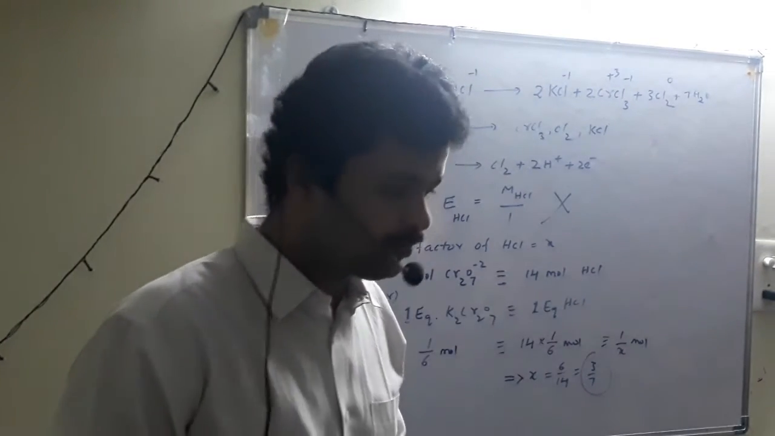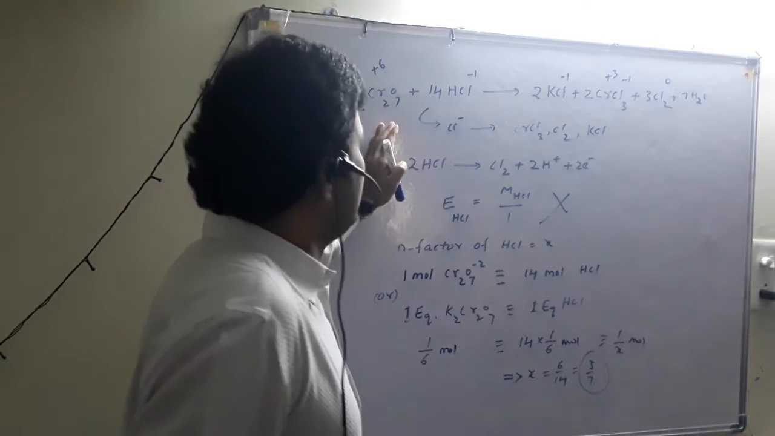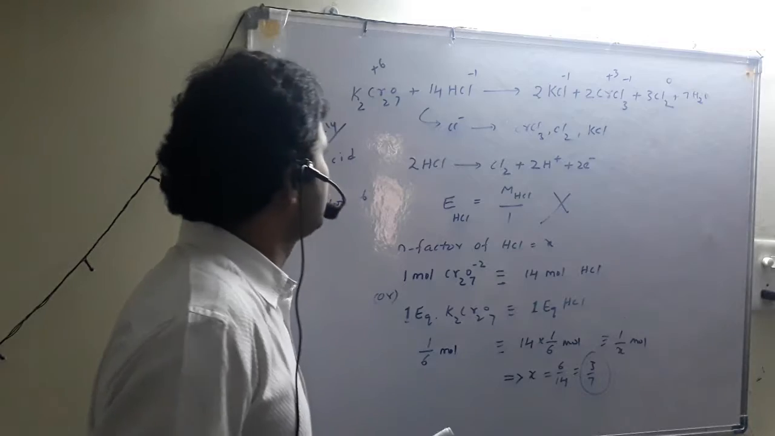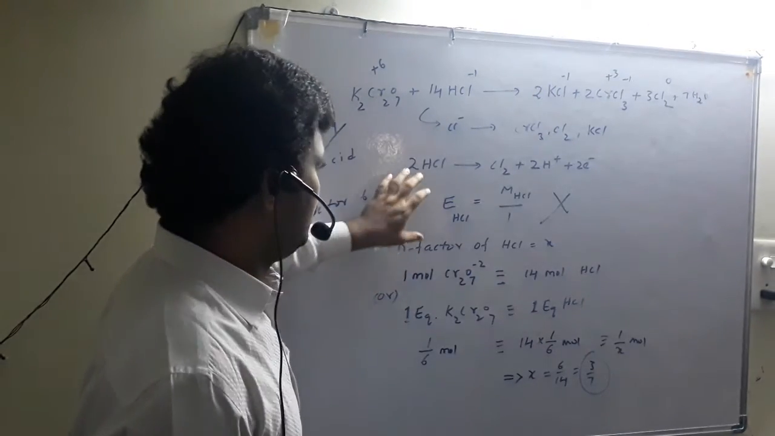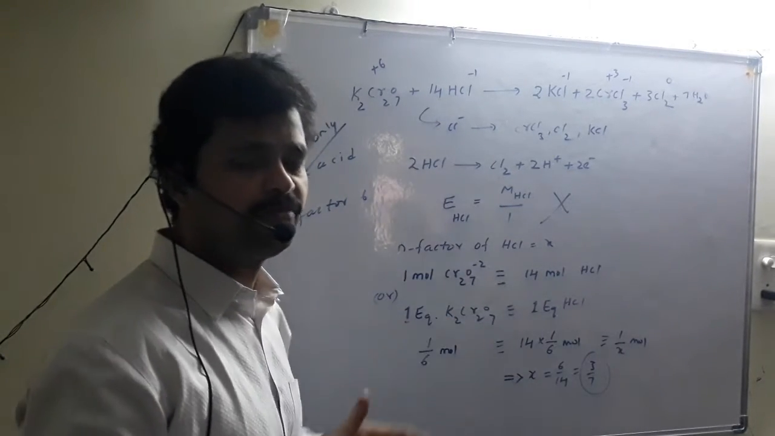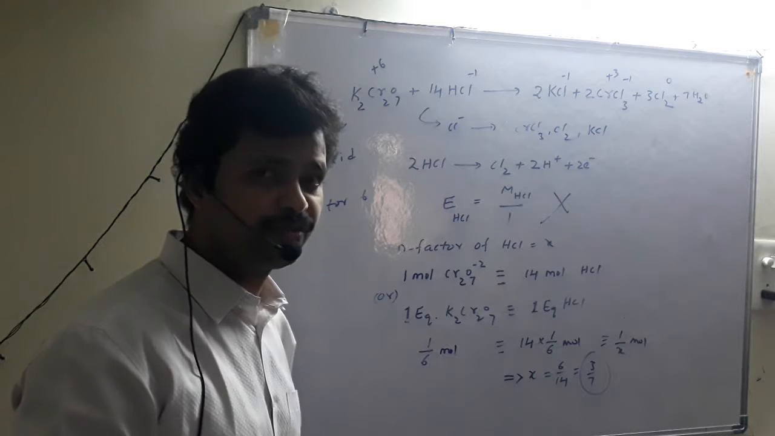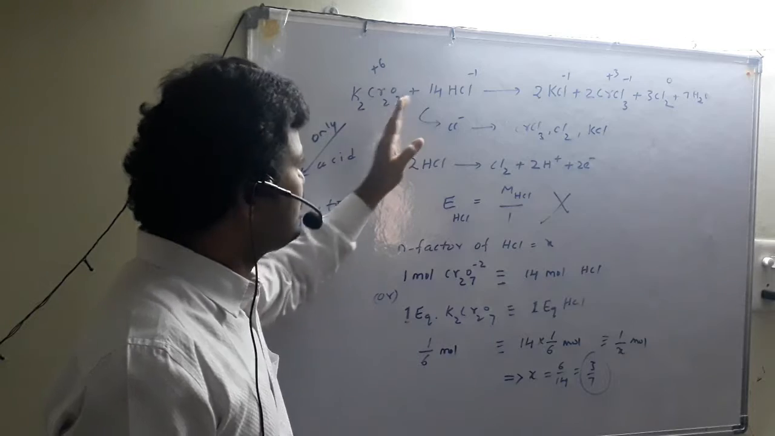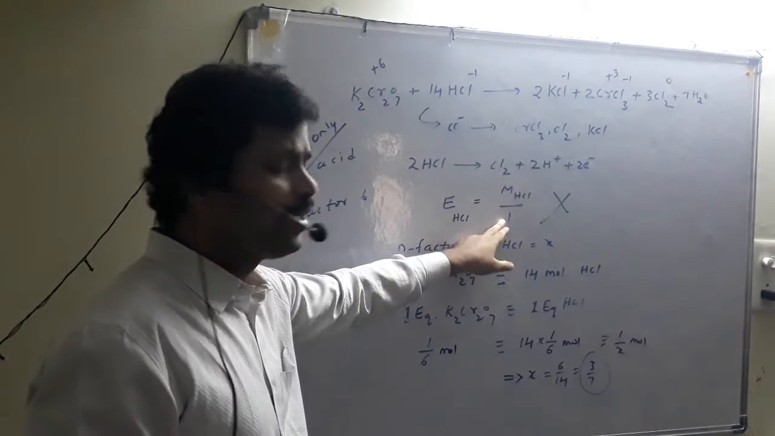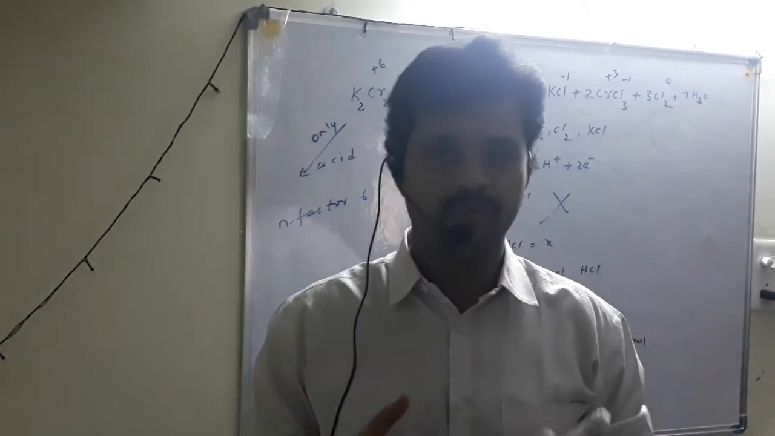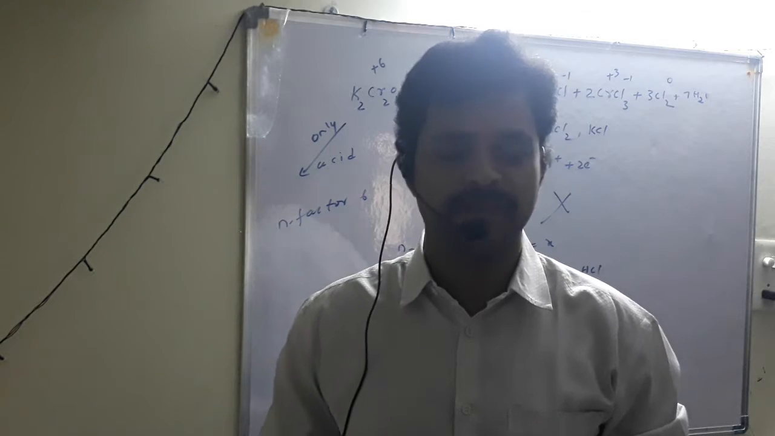Equivalent weight applications. Let us see. In this equation, there is a peculiar observation. That is, you know the meaning of equivalent weight: molar mass divided by a denominator, which we can write as acidity, basicity, charge, valency, n factor, like that. As it is a redox reaction, we use n factor as the denominator. Change in oxidation state per mole of substance is called the n factor.